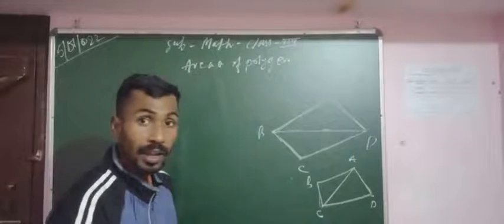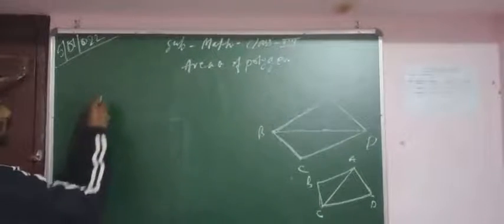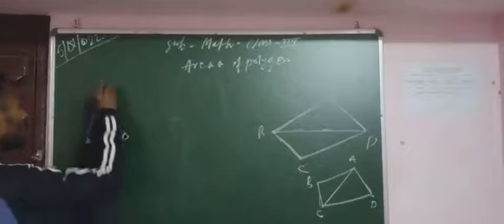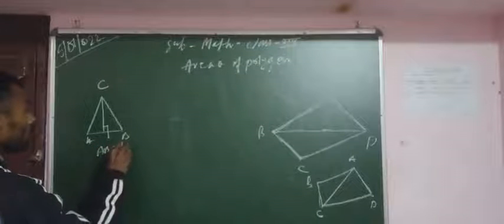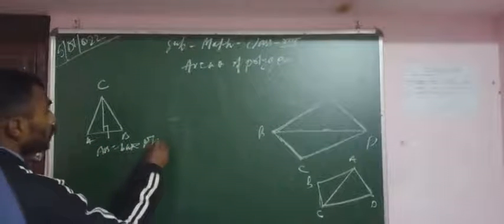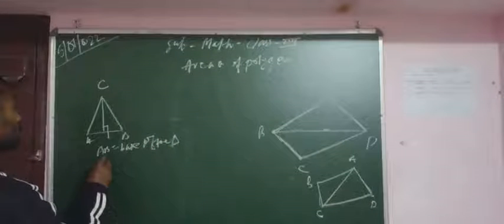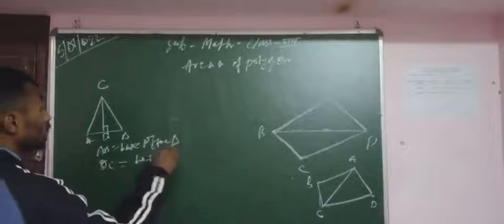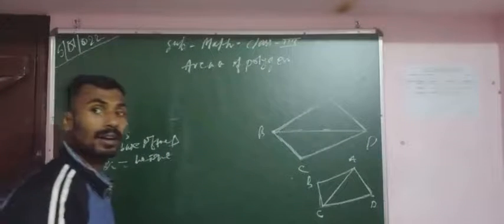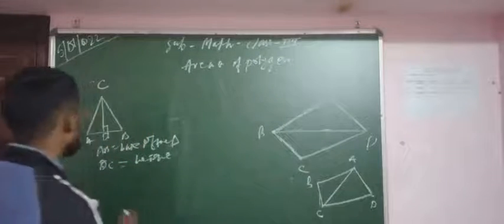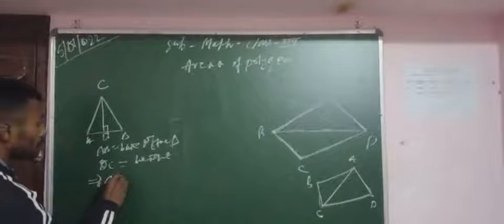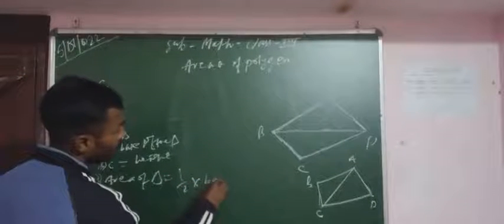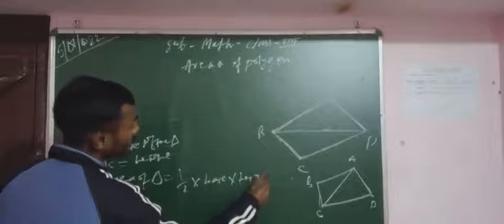So we have the formula for the area of triangles. Suppose that this is a triangle and this is the height. AB is the base of the triangle and DC is the height of the triangle. So we have the formula: the area of triangle equals 1 by 2 into base into height.